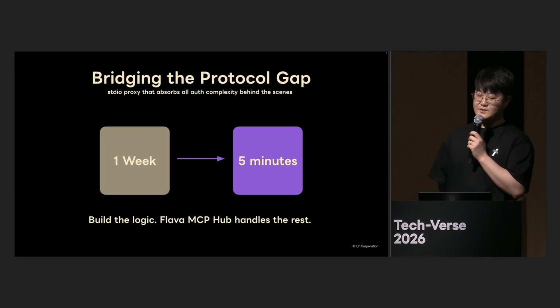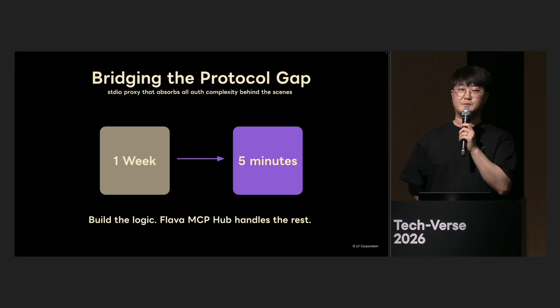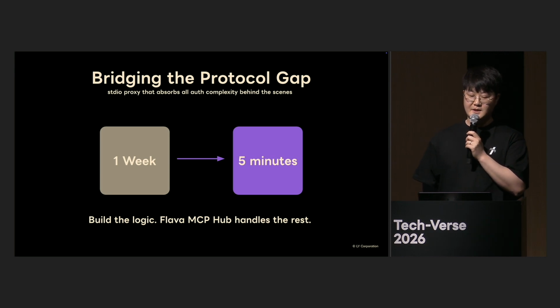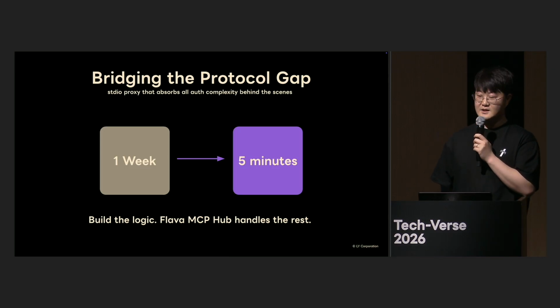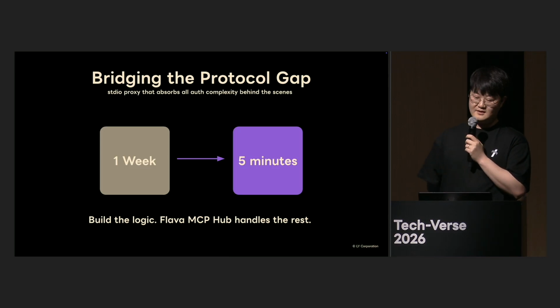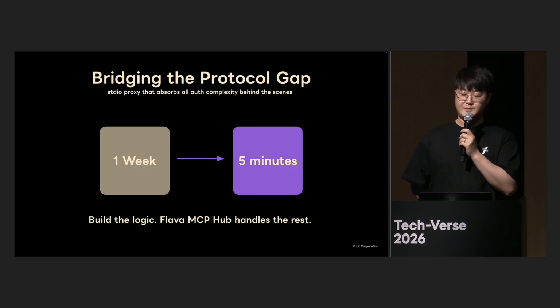However, now that the connector handles everything, the team only needs to focus on the MCP server logic. The rest will be handled by the Flava MCP hub. This kind of task would be completed in 5 minutes. This 5-minute difference in 1 week is what a single layer of connection has created. This bridges the gap between MCP standards and industry certifications.